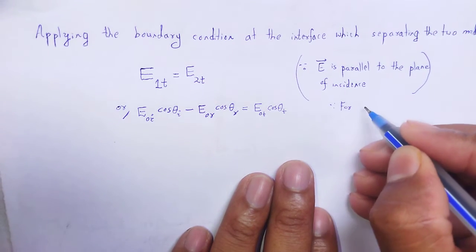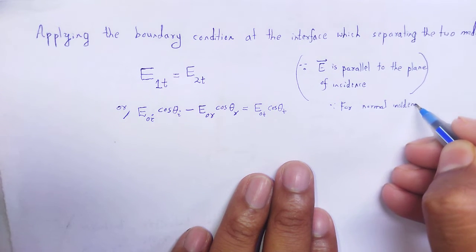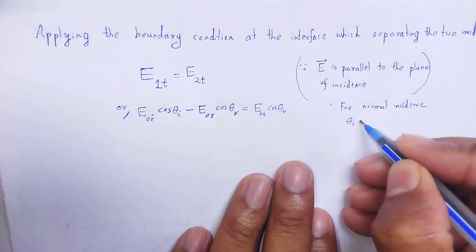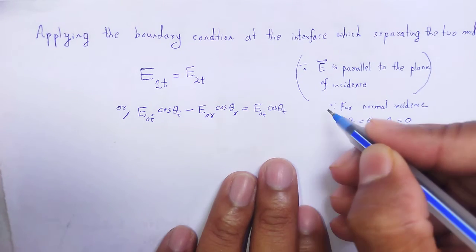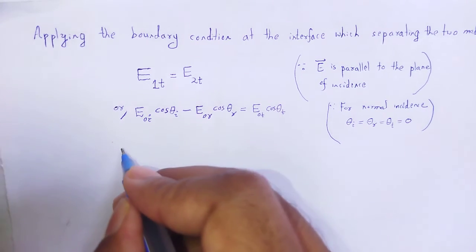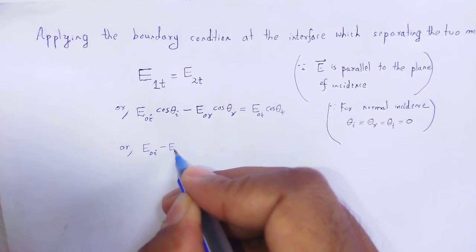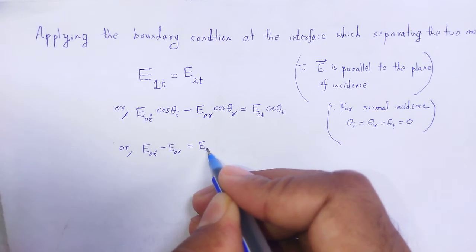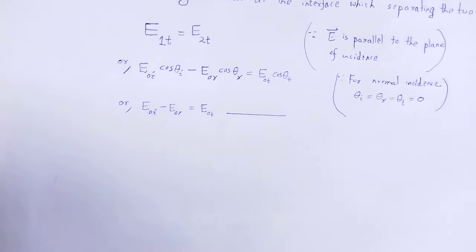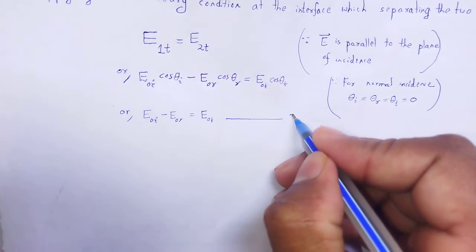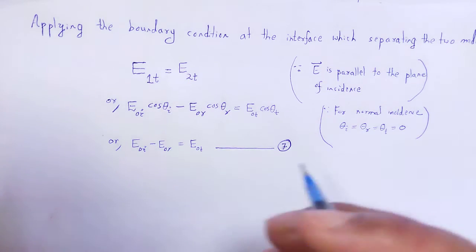For normal incidence, theta I is equal to theta r equal to theta t, which is 0 degree. So cos 0 is 1. So we have E0I minus E0R is equal to E0T. Equation number 7. This is for the electric field.